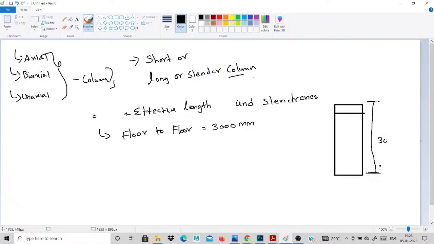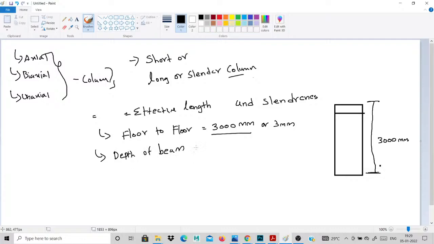Including beam and slab, it's calculated automatically. First of all, the floor to floor height of your building is 3 meters or 3000 mm. Then minus the depth of the beam, the depth of the shallowest beam.